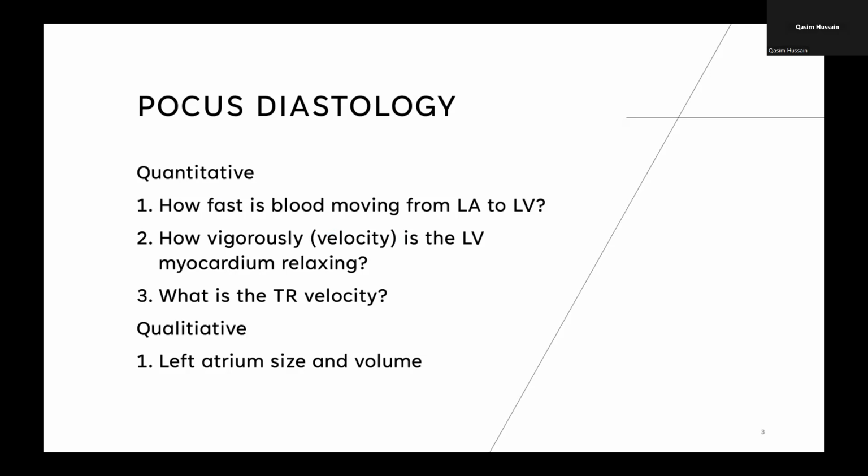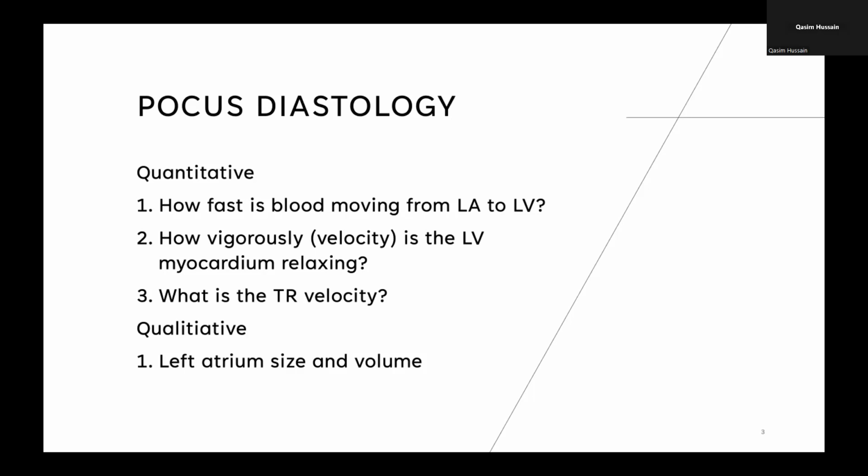And then what is the tricuspid regurgitant velocity, which we use multiple views to attain. We use that as a proxy for our pulmonary arterial systolic pressure, which should be a representation of our left atrial pressure as well, unless you have precapillary pulmonary arterial hypertension. But that's obviously a bit of a niche subject.